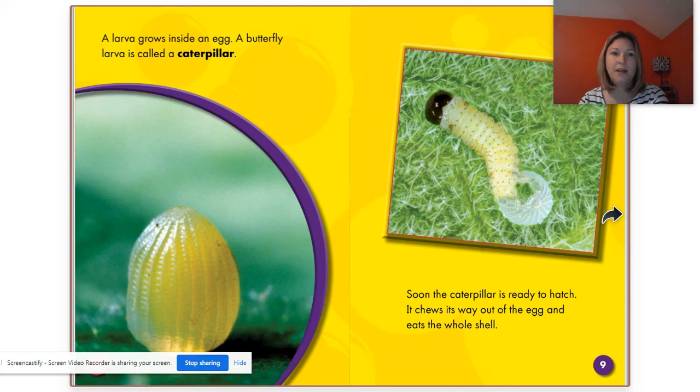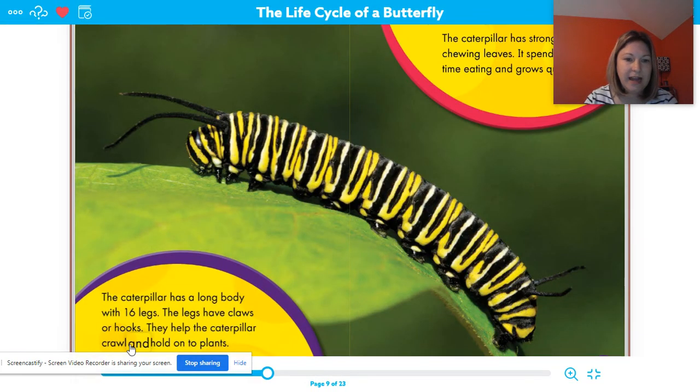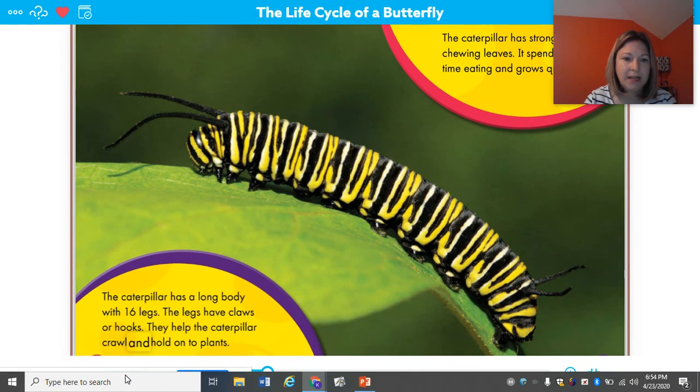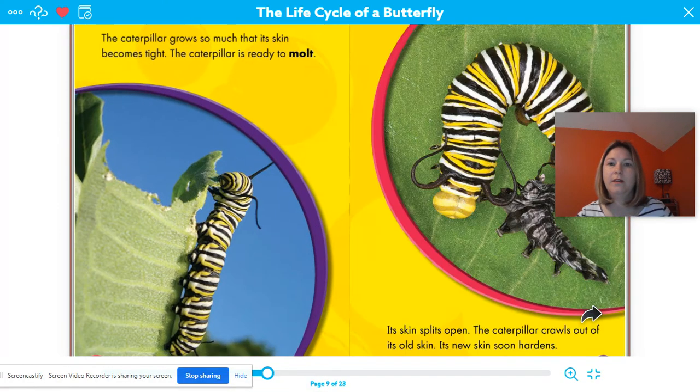Okay. A larva grows inside an egg. A butterfly larva is called a caterpillar. Soon the caterpillar is ready to hatch. It chews its way out of the egg and eats the whole shell. The caterpillar has a long body with 16 legs. The legs have claws or hooks. They help the caterpillar crawl and hold on to plants. The caterpillar has strong jaws for chewing leaves. It spends all its time eating and growing quickly.